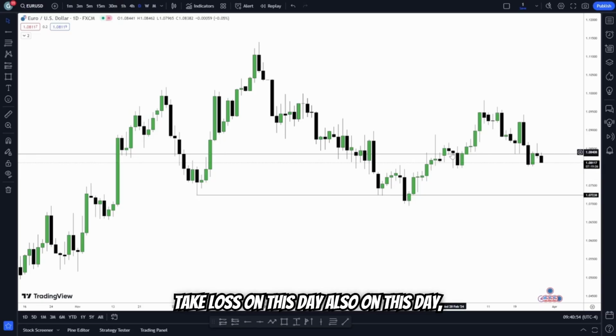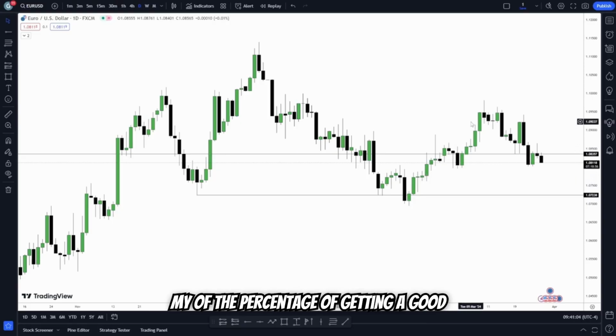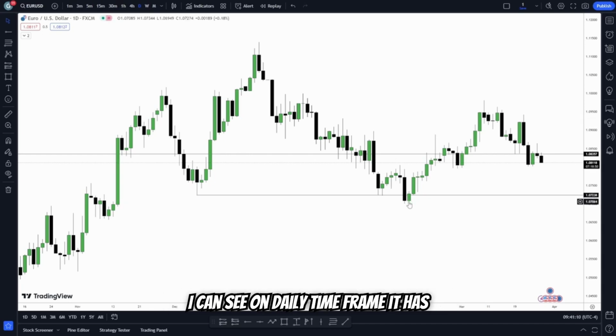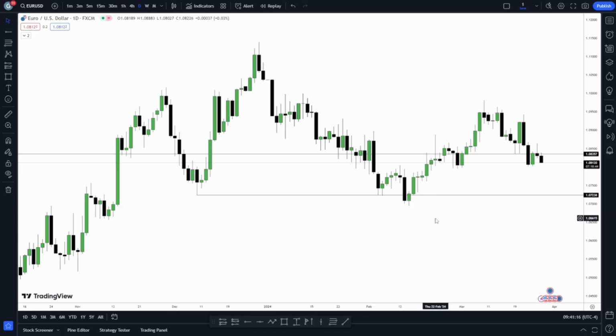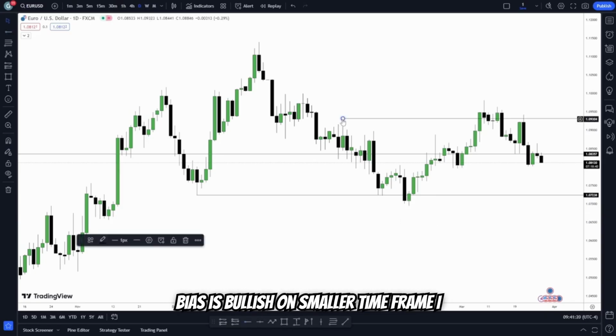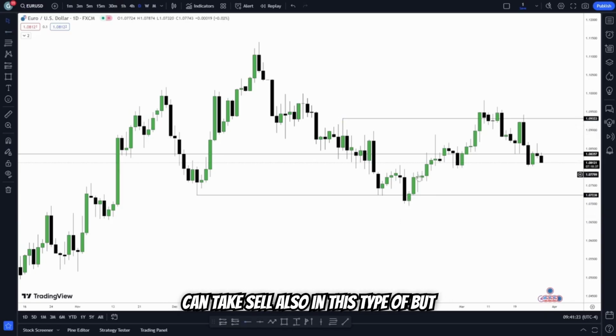So when price has taken this low like this, from this day, from 24 February, I am bullish every day. I can take a loss on this day, also on this day. But the percentage of getting a correct daily bias will be higher, because I can see on the daily time frame it has taken the low from here, and from this 24 February I will be looking for buys on the smaller time frame, and my bias is bullish on the smaller time frame. I can take sells also in this type of move, but that will be scalping, okay. That will not be holding trades for 6 or 7 hours. It will be only for 1 hour, okay.